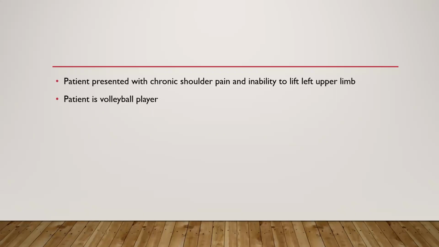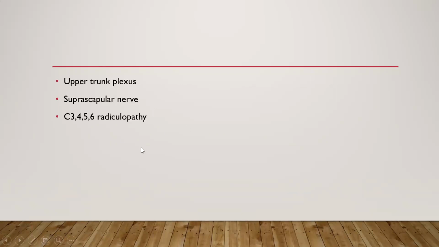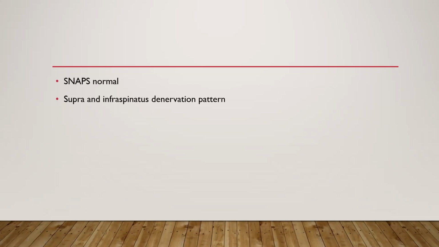Then we do the nerve conduction study. These are the possibilities for this patient. It could be roots also, C5, C6. So in this patient the SNAPs are normal, and it showed only a supraspinatus and infraspinatus denervation pattern.